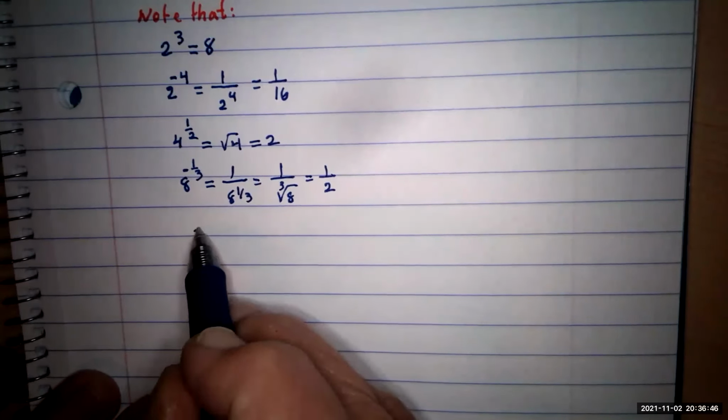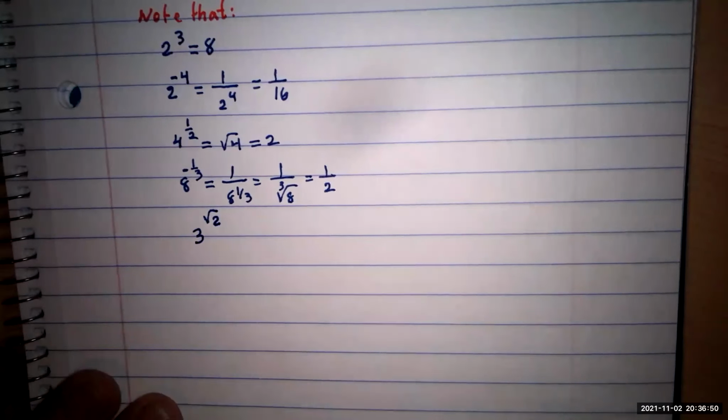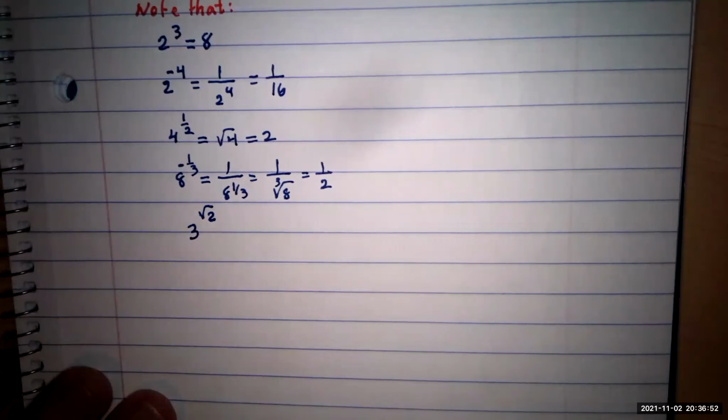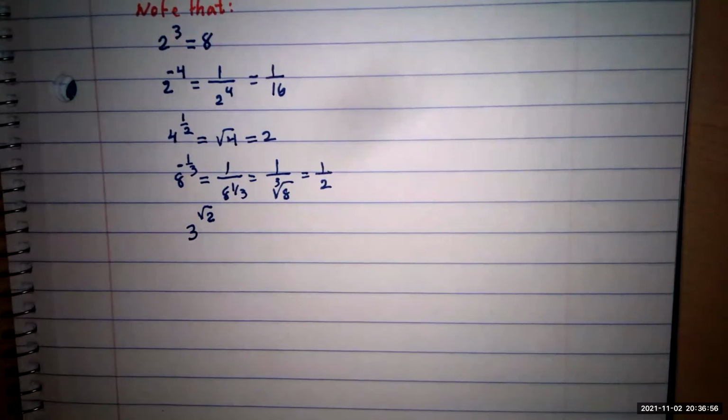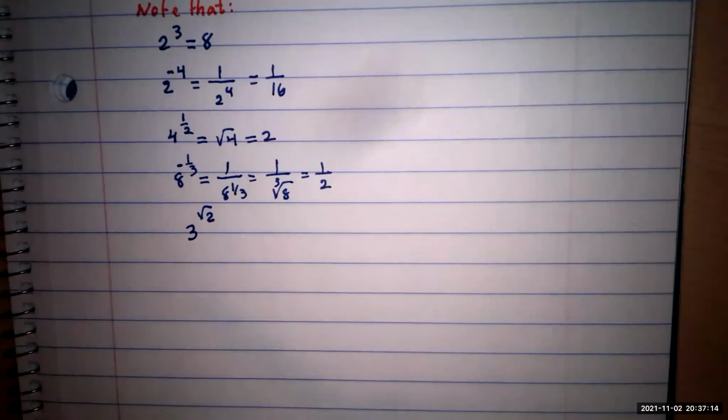Except this last one maybe. What is 3 to the radical 2? Any suggestion? What's 3 to the radical 2? Any suggestion how we can find it? We cannot find it exactly because the radical 2 is not going to be a rational number. So what we're going to do, we estimate it. We estimate it by using the calculator.